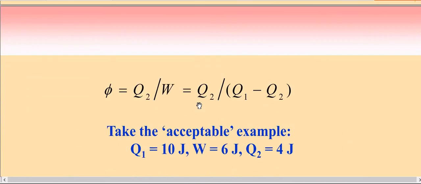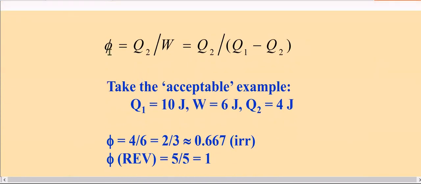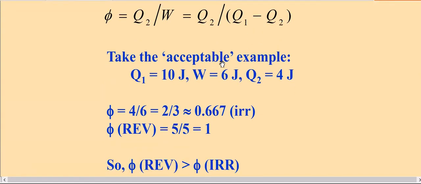Now here is the proof. The phi is Q2 by W. So how much heat is taken up from the sink, and for that, how much work you have to do? So it is the ratio of that. So it is Q2 by Q1 minus Q2. Now you take the acceptable example, acceptable in the earlier case. So Q1 is 10, W is 6, Q2 is 4. This is the action of a pump. So phi is Q2 by W, 4 by 6, 2/3.